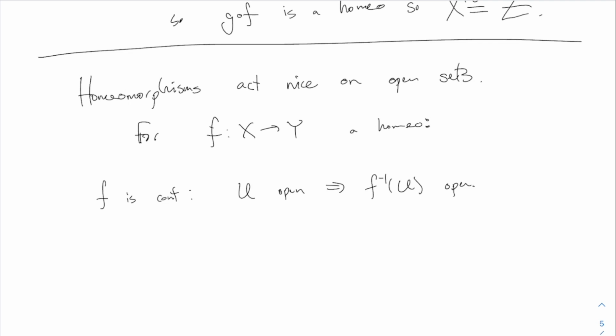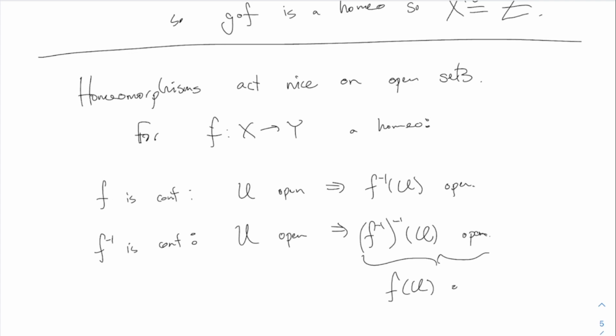Now, if it's a homeomorphism, that means also f inverse is continuous. So f inverse is continuous. What that means is U open implies f inverse of U is open, right? Which is a little strange, but that's what it would mean to say f inverse is continuous. The preimage using f inverse, all right? But of course, the preimage under f inverse is the same as the image under f when f is a bijection. That's the same as f.